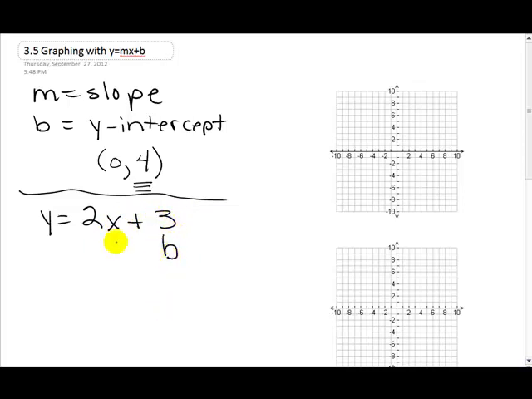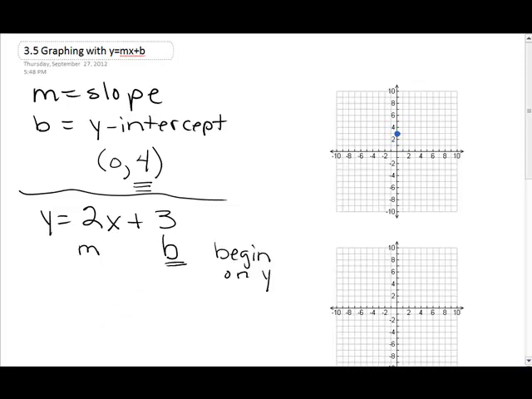This is our b, and this is the m. The b is the letter that's by itself. It's the constant. I think they should have called it the c, but they called it a b for some reason. The number in front of your x is always your m. And so what we're going to do is begin with the b on y. So I'm going to put on the y-axis at the number 3 our first dot.